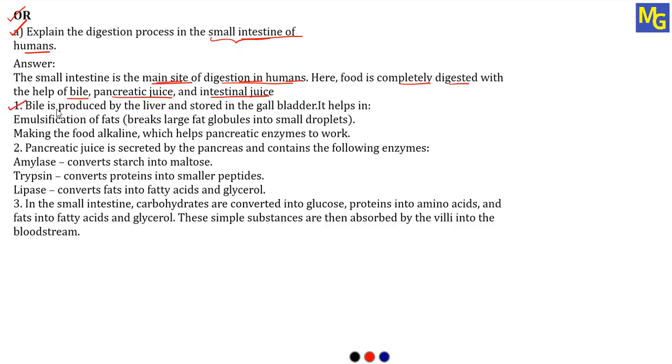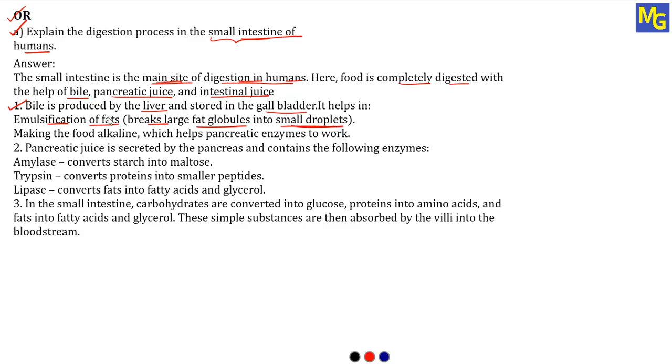First, bile is produced by the liver. Bile juice is produced by the liver and stored in the gallbladder. When food moves from the stomach to the small intestine, in between there is the liver, where bile is produced and stored in the gallbladder. What is its work? It helps in emulsification of fat. Emulsification of fat means breaking large fat globules into small droplets. Remember this.